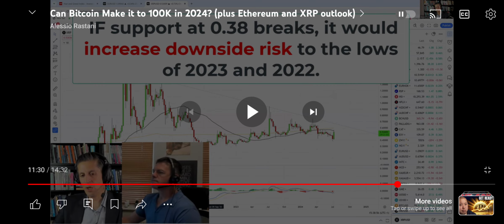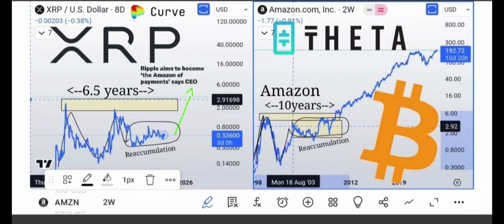Basically, they're saying that they're going to be the next Amazon for payments. As Amazon was for books, Ripple is to payments. Amazon started with books, then they went to other things. Ripple started with payments, now they're going to other things, right? And if you look at the chart, Amazon took 10 years to break out.